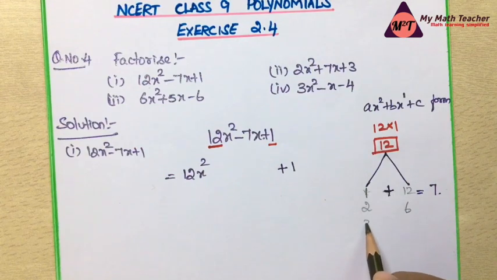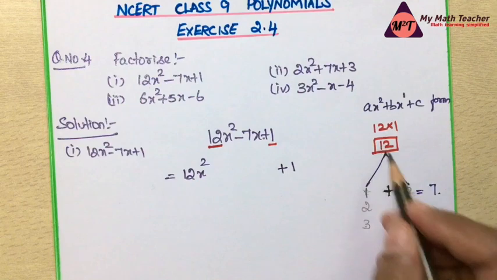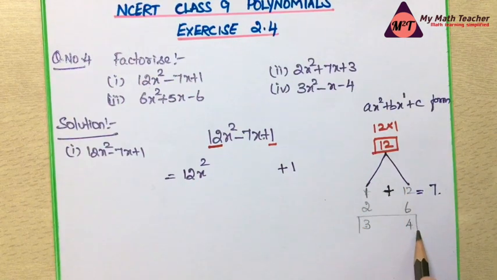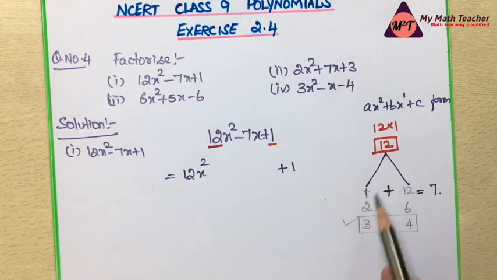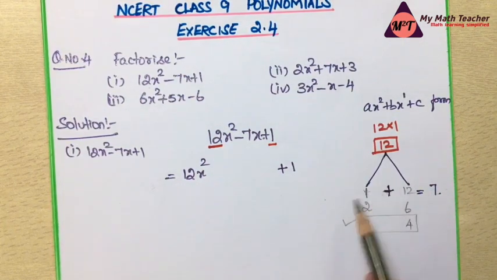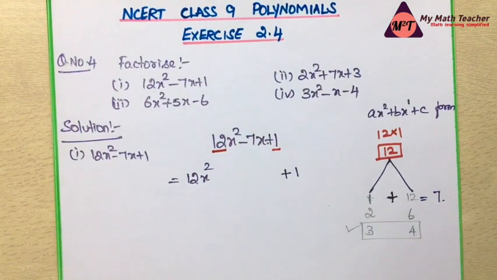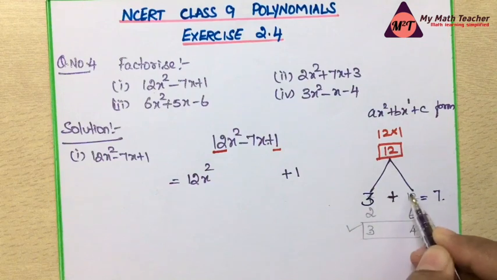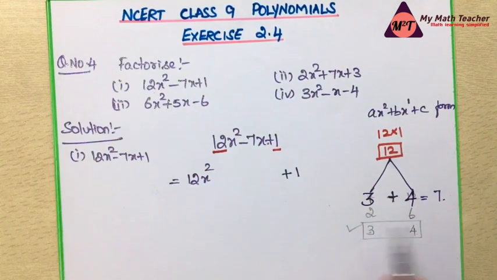Now let us go for the next option, that is 3. 3 4s are 12, that is 3 into 4 is 12, and 3 plus 4 is 7. Now this is the right option. So this is how you have to find the 2 numbers by the trial and error method. Now we have to write this 3 and 4 here. 3 and 4. I'll remove this.